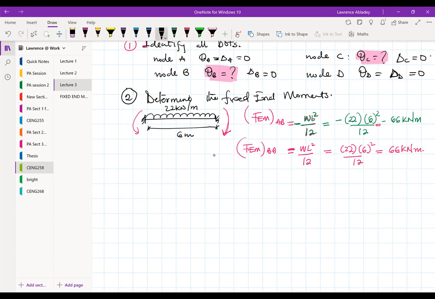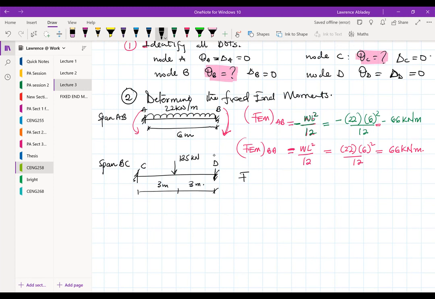Okay. Now the next fixed end moment to look at is span BC. With span BC, there's a point load of 135 kN. It's 3 meters here, 3 meters there. So we want to know the fixed end moments. So this is A, this is B. So in our case, this is what? C and D. So the fixed end moment BC. So no, sorry, this is B and C, not C and D. Sorry.